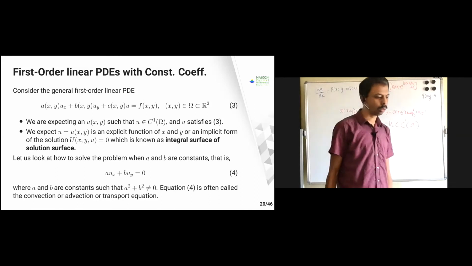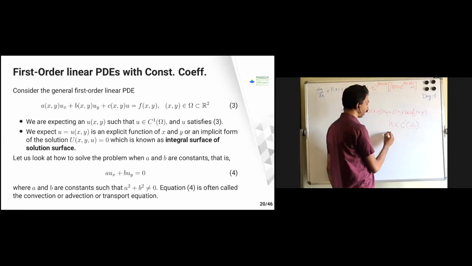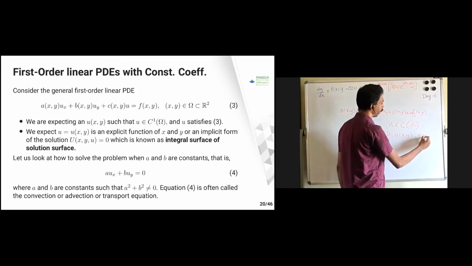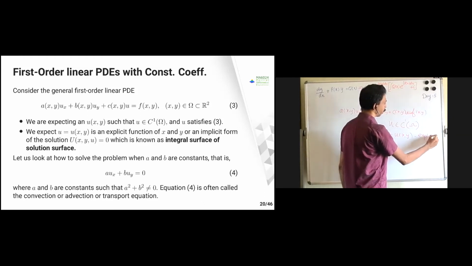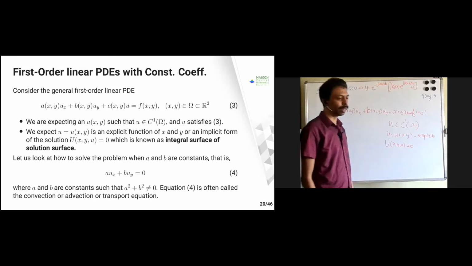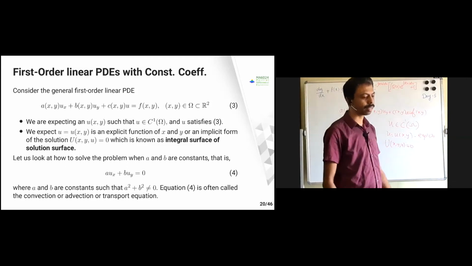If I can write u equal to u(x,y), this is called the explicit form. Instead, if I write F(x,y,u) equal to 0, which may involve some nonlinearity, then this is going to be an implicit solution. I can write that as the implicit form.